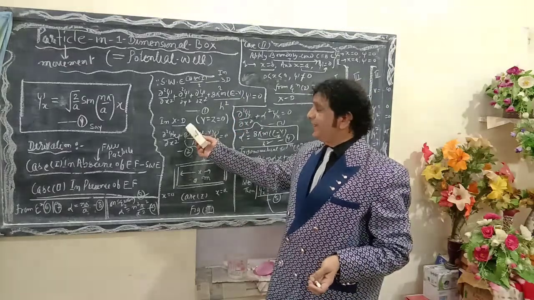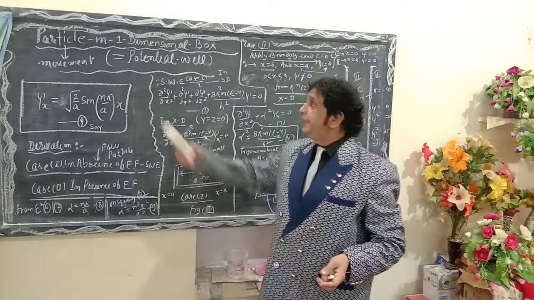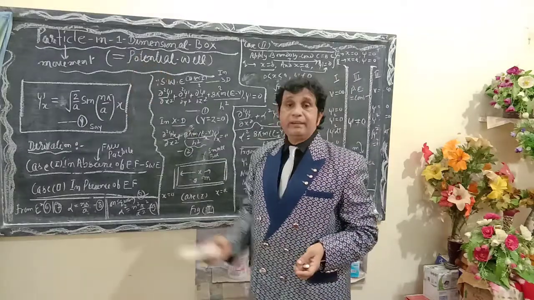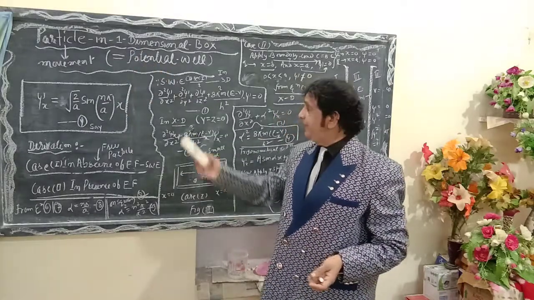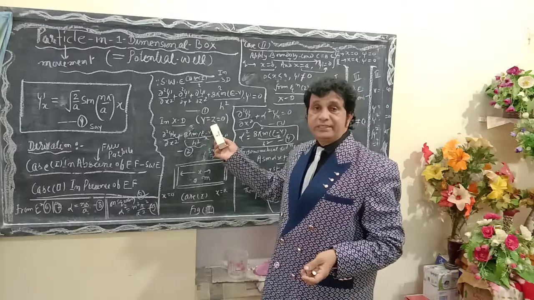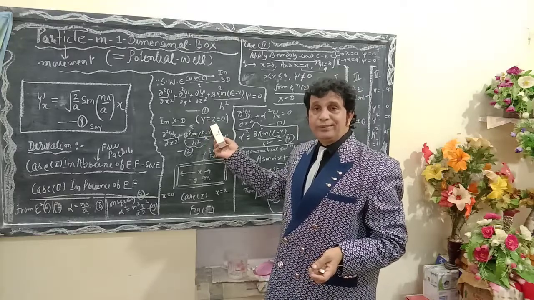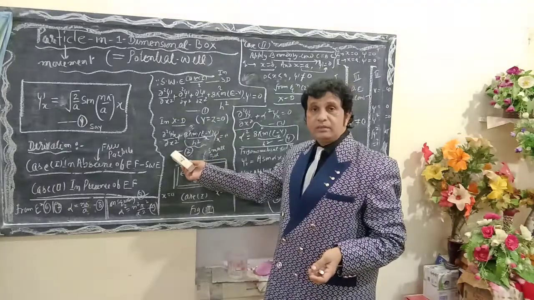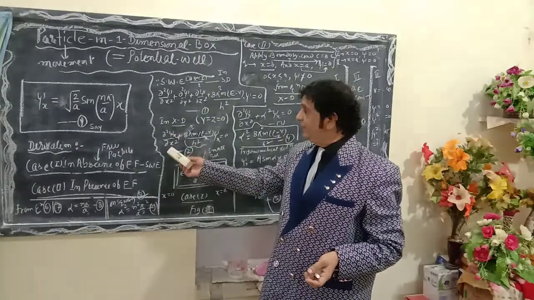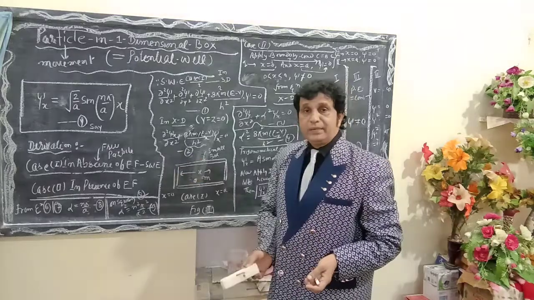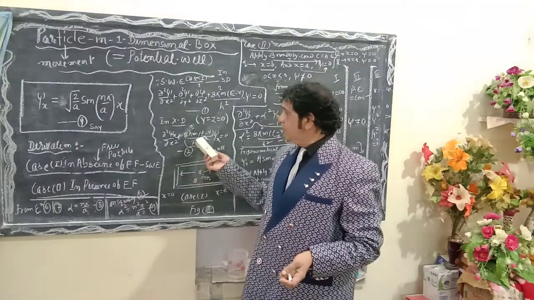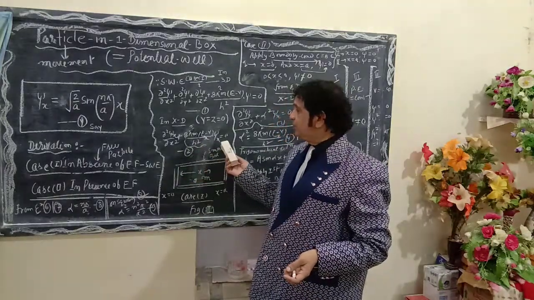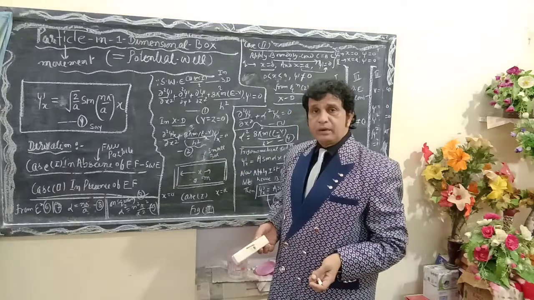As per the title, in one dimension, the y and z directions will be equal to 0, and equation number 1 takes the form of d squared psi upon dx squared plus 8 pi squared m into E minus V upon h squared psi is equal to 0.